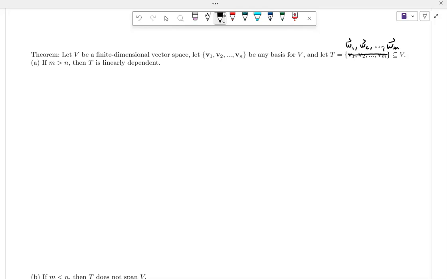So if you think about it from a row reducing standpoint, that should make sense, right? I get more columns than I have rows, so it can't be linearly independent. It has to be linearly dependent. Now, I don't necessarily know that these vectors are easily put into columns of a matrix. We need to prove it more generally. The way the proof goes is the following.